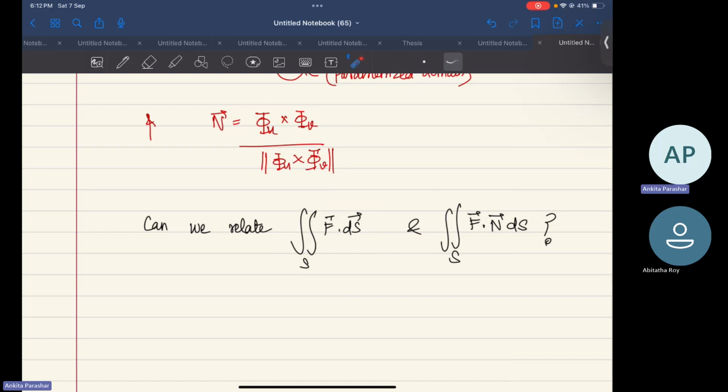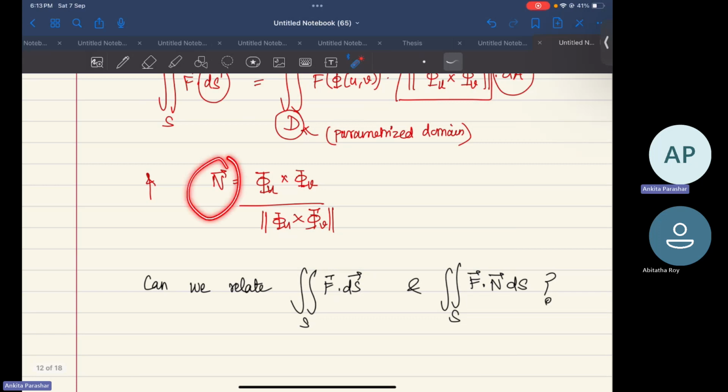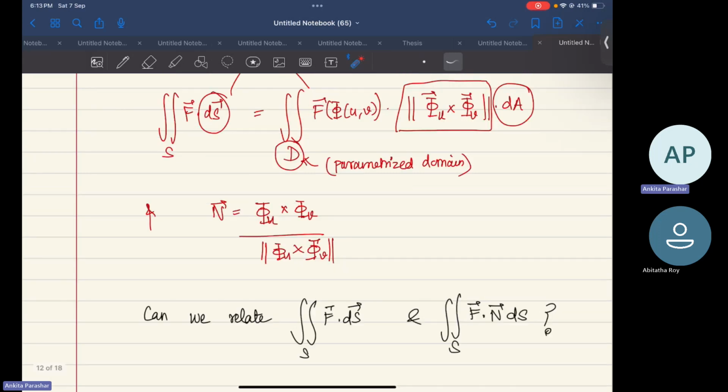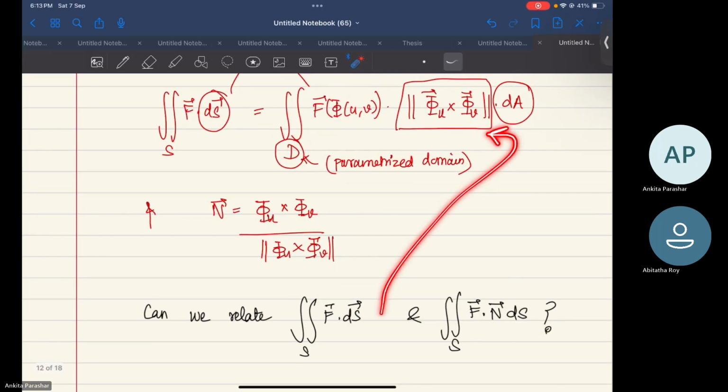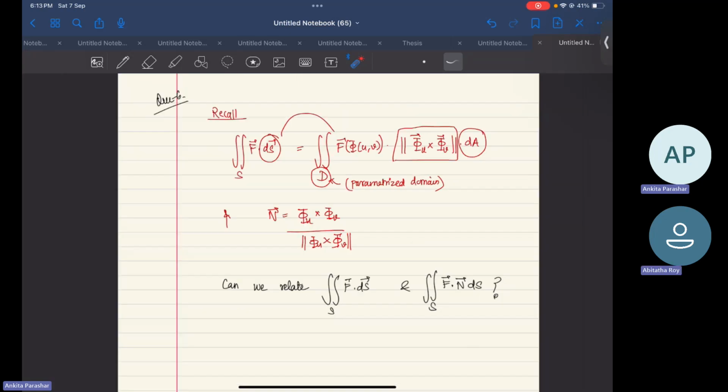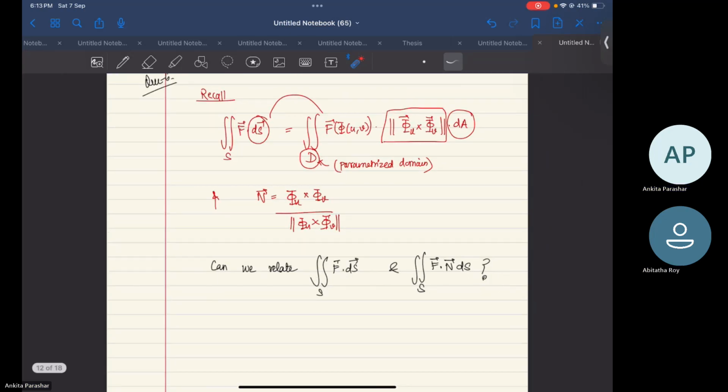I'm just talking about here the magnitude of the area of the surface, and this is nothing but the surface vector. You know this parameterization, I have written that. Can you relate these two quantities? I think we can. Just think for a moment, everything is written here itself.